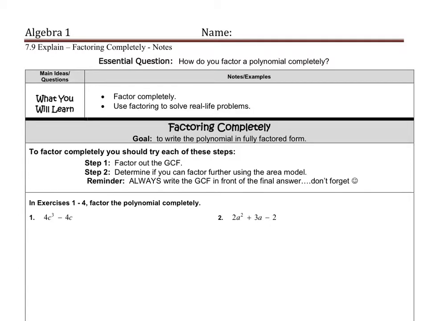Just as a reminder, you're going to first look for the greatest common factor, factor it out, and then look at the remainder and see if it can still be factored again, and just get it all the way down to the fully factored form. So pause your video and then check back for the solution and explanation.